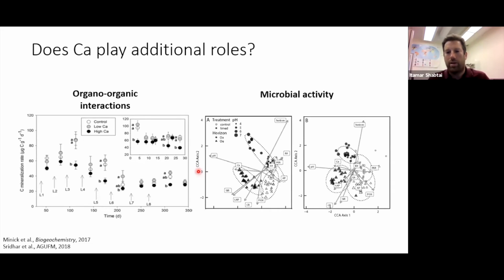And here, this is data from Dan Buckley's lab, unpublished, I think, showing that addition of calcium, here in the form of liming, drives a shift in the microbial community in soil. And that shift is also associated with a decrease in the activity of some degradative enzymes and respiration. So we see that overall calcium may have very different roles and additional roles in addition to just organo-mineral interactions. And this is what we're very much interested in investigating.